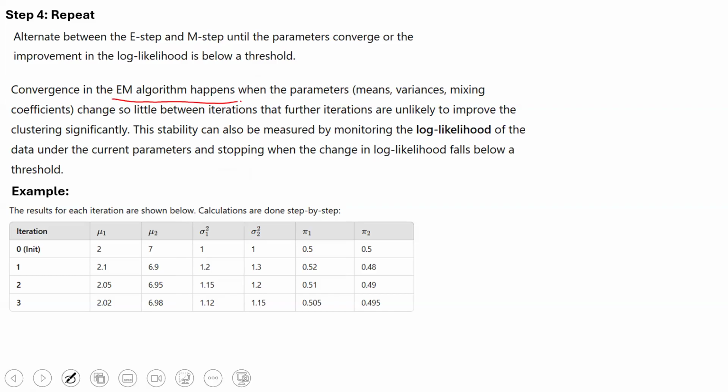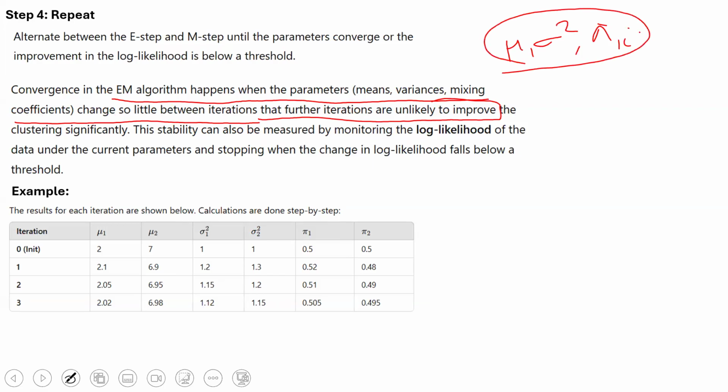Convergence in the EM algorithm happens when the parameters mean, variance, and mixing coefficient change so little between iterations that further iterations are unlikely to improve. So if the mean, variance, and mixing coefficient values are not changing very much from iteration to iteration, we can say that they have converged, and then we can terminate this algorithm.